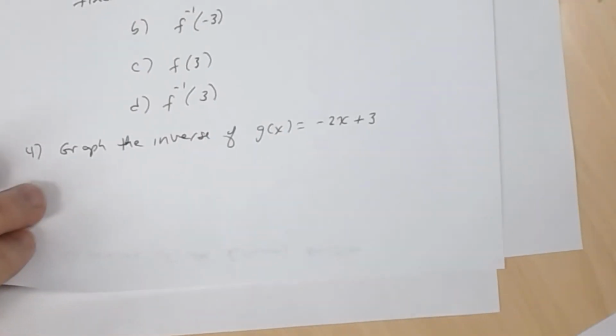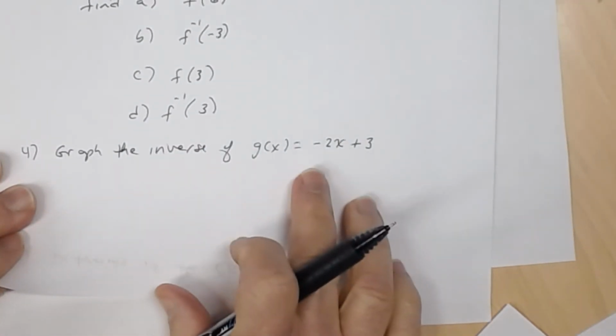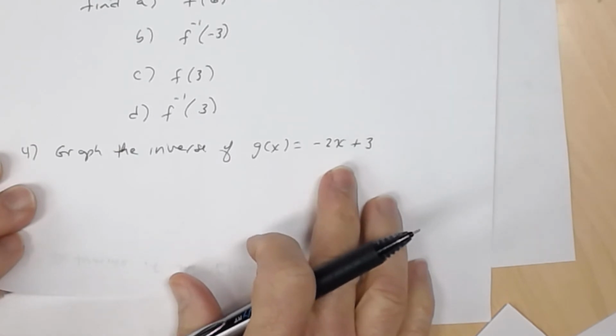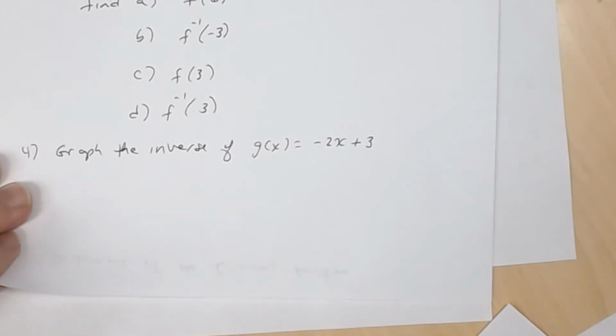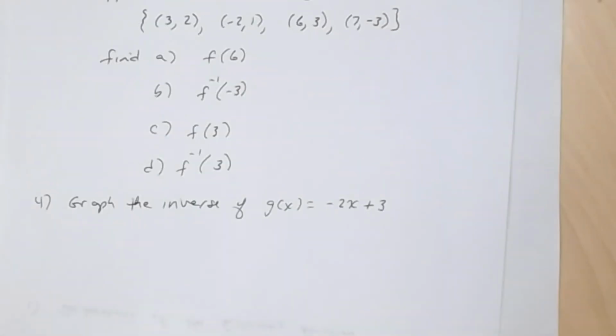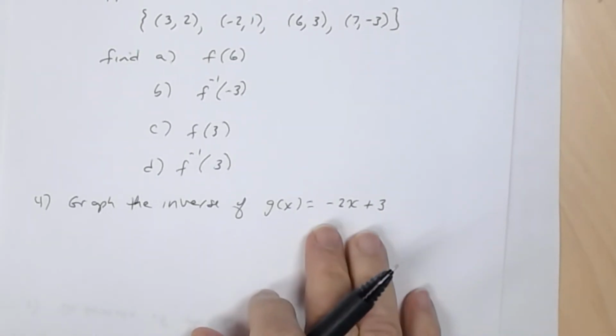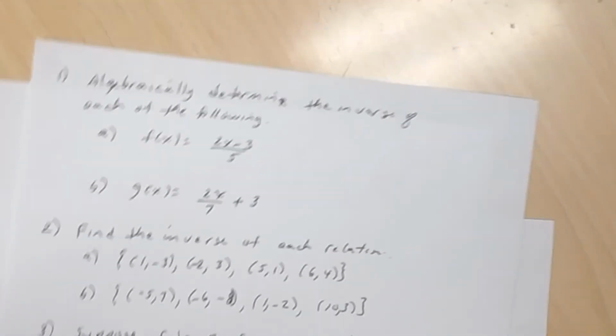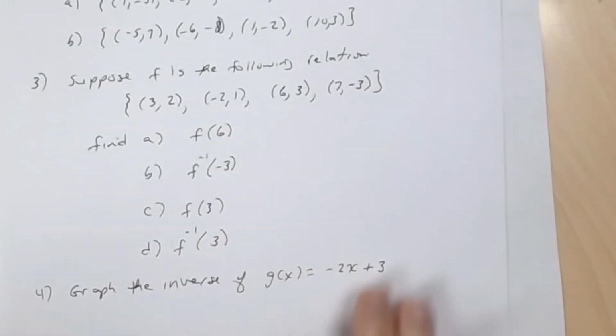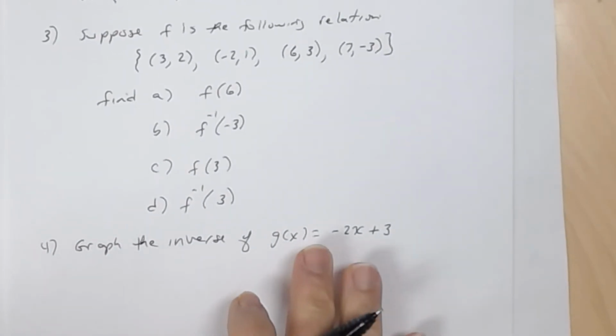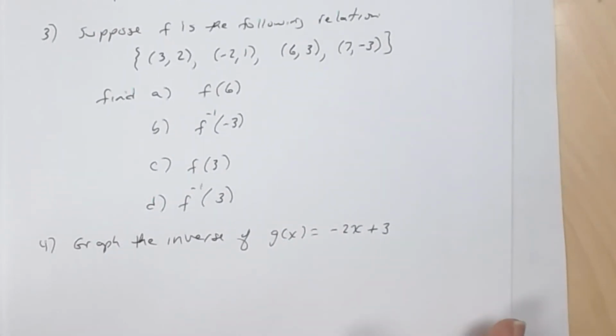Okay, and then finally, in number 4, we want to review how to graph the inverse of negative 2x plus 3. All right, so the way to do that is, first of all, let's graph negative 2x plus 3. And then, listen carefully, without even finding the inverse like we did here, we're just going to use the set of ordered pairs to help us graph the inverse.